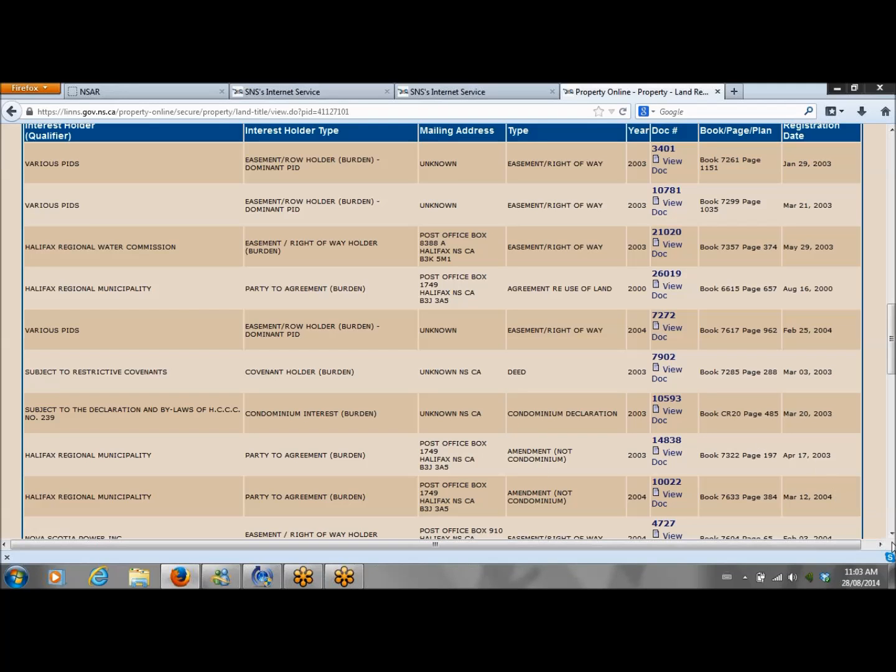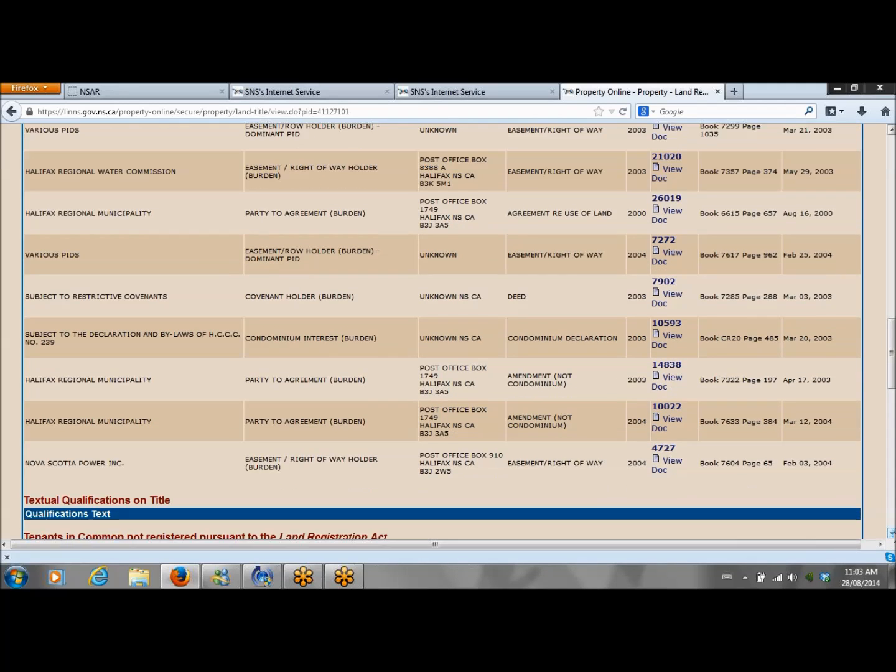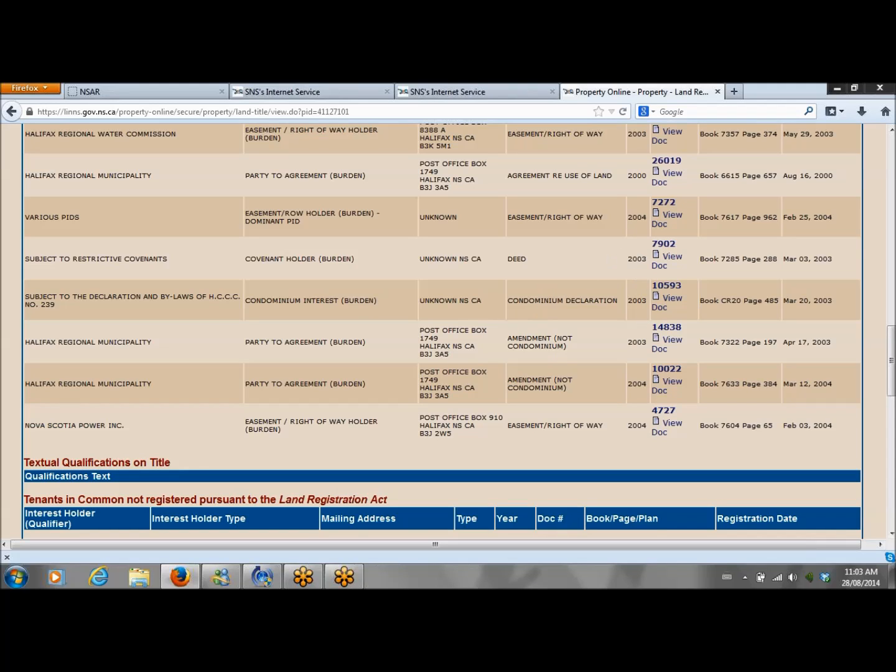So then you'll see that there are amendments. That's where you want to look at the dates. Here we see an amendment, not condominium, was changed by the regional municipality. So we can look at these things here.